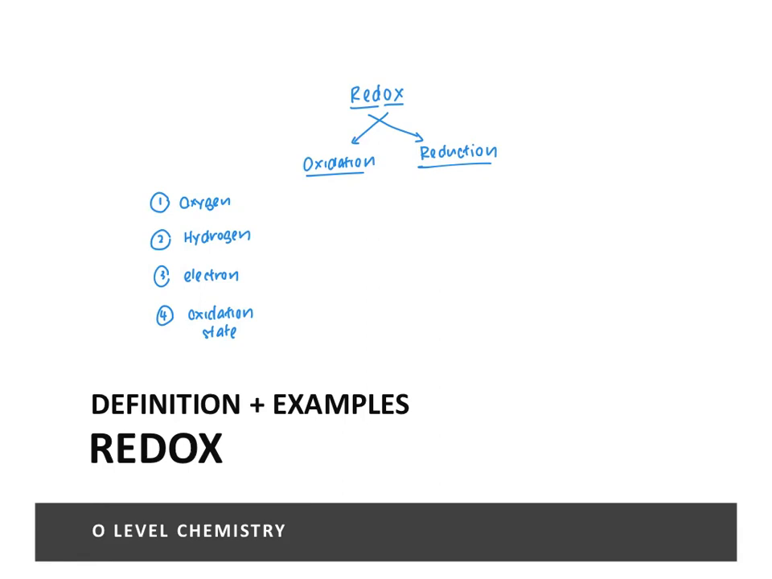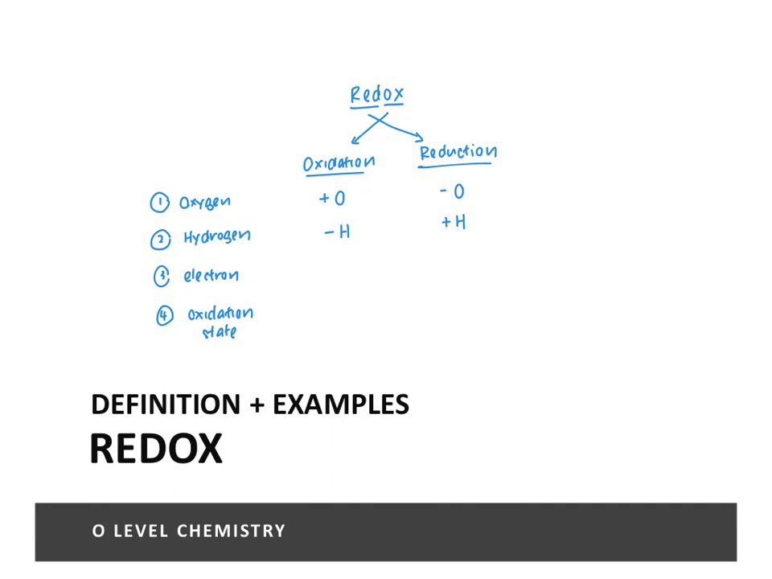Now when a substance gains oxygen, we say that it is oxidized, we say that oxidation has occurred. When a substance loses oxygen, we say that the substance has been reduced, we say that reduction has occurred. The second definition is as follows. When a substance loses hydrogen, we say that it is oxidized, we say that oxidation has occurred. When a substance gains hydrogen, we say that reduction has occurred, we say that the substance has been reduced.